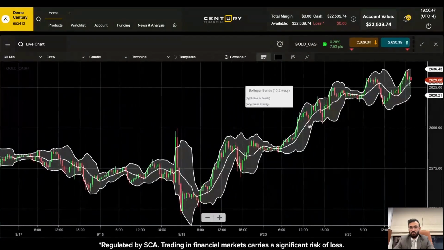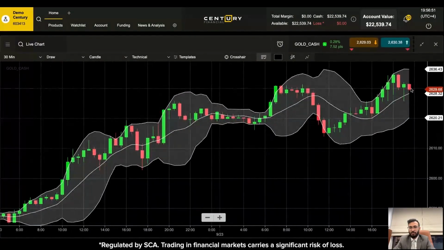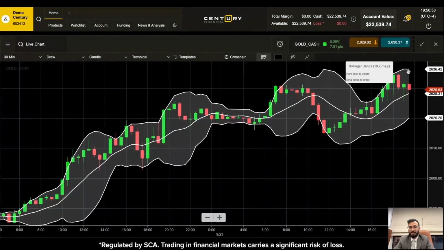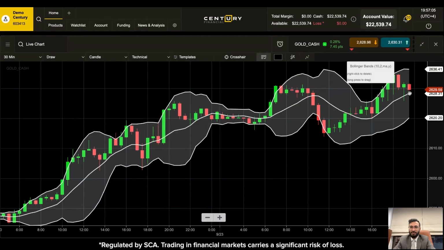So if you see on a shorter duration, look where the Bollinger Bands are. Right now it's still moving up. 2636 should be a short sell, and buying should be at 2620. I'm looking at a 30 minute chart. So this could help you as a trader to short sell at 2636, buy it back at 2630, or buy back if it comes down to 2620.